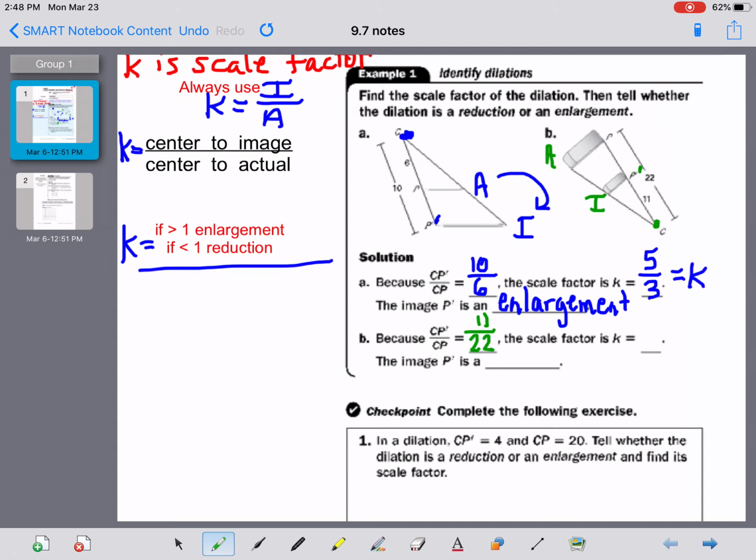And I can reduce that. Both of them can be divided by 11, so I get a scale factor of 1/2. And because this is smaller than 1, I know that this is a reduction. And again, if I look up at that picture, we can verify that because it looks like from my actual to my image got smaller or reduced in size.